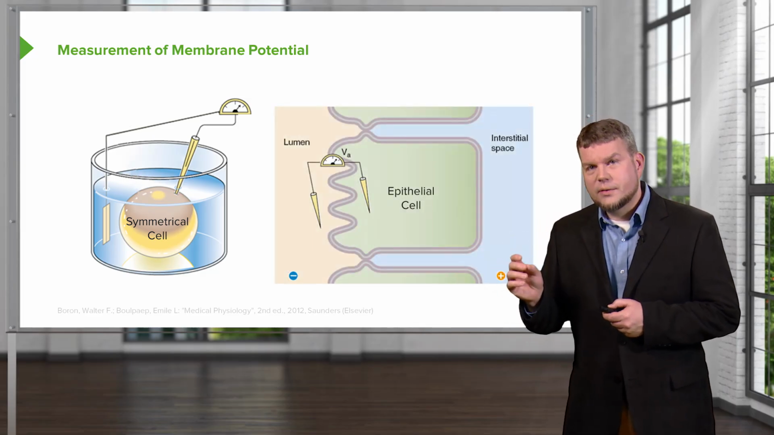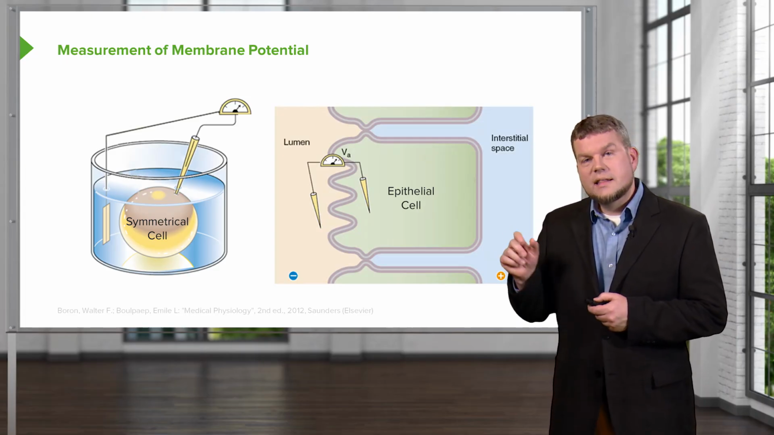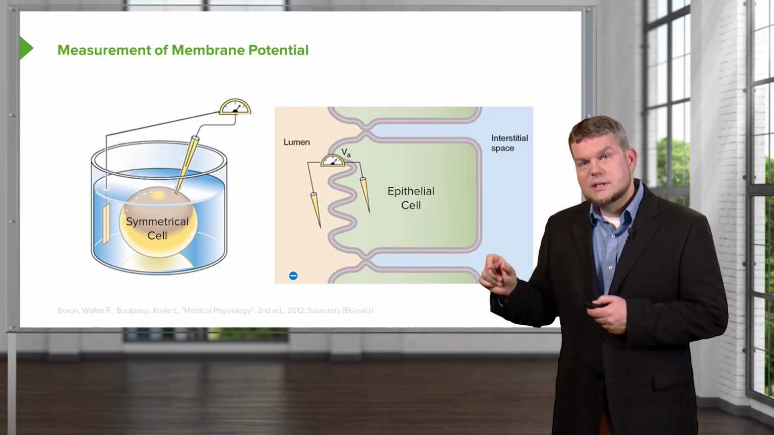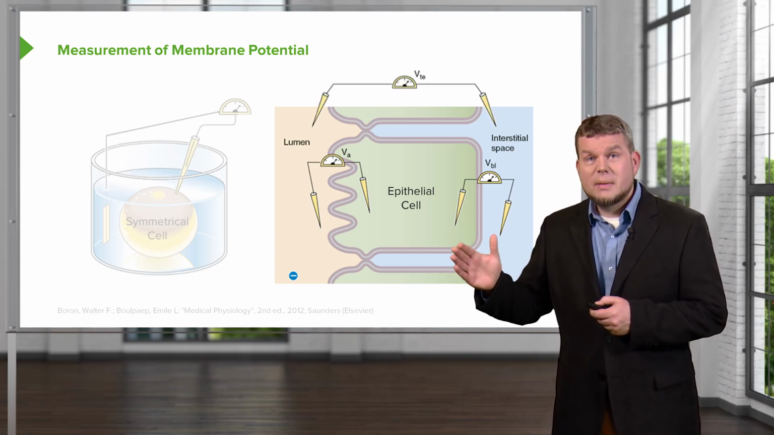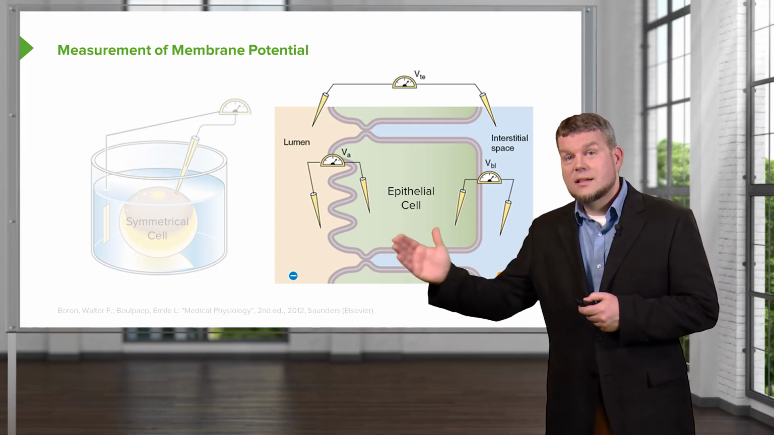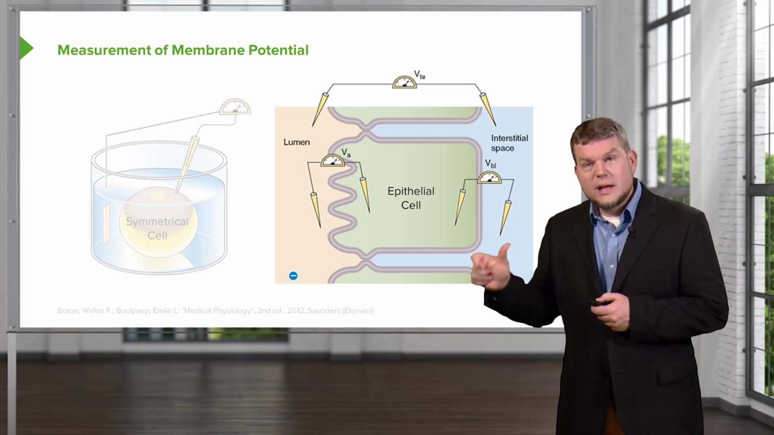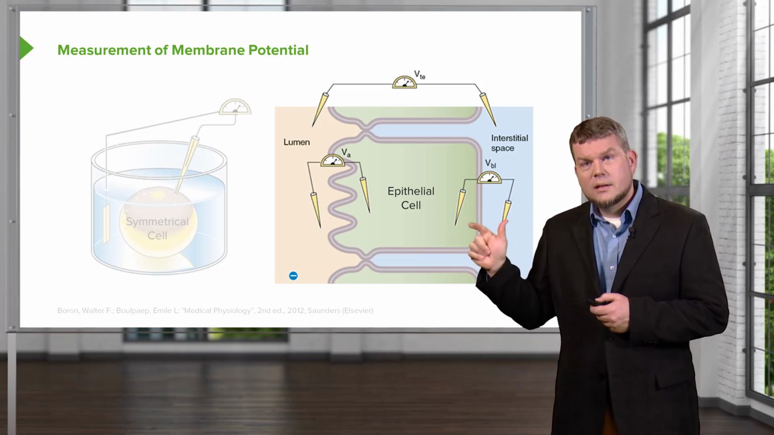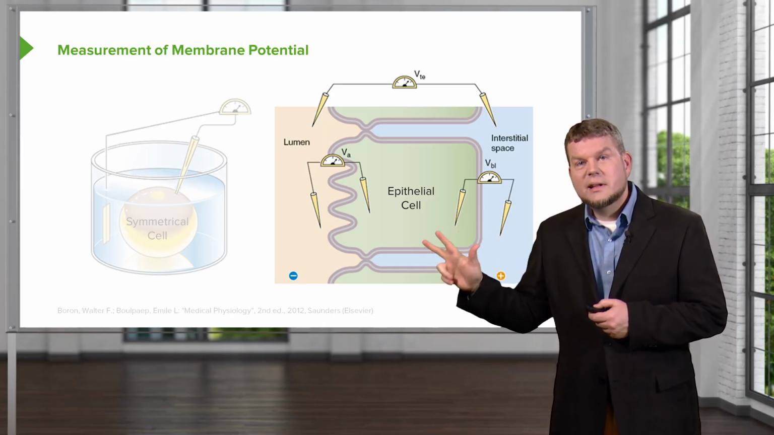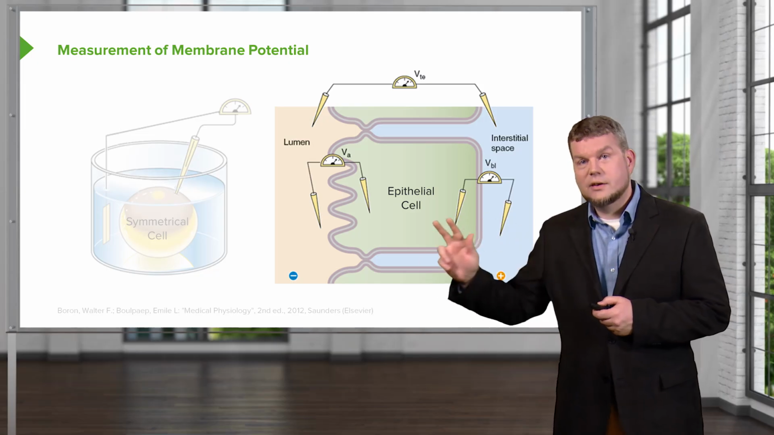Epithelial tissue is different in that it has a number of different membrane potentials. The apical membrane has a membrane potential, the basolateral membrane has a membrane potential, and there's a membrane potential across the whole epithelial cell itself. So we have three membrane potentials to take into account: the apical, the basolateral, and the complete epithelial cell's membrane potential from one side to the other.